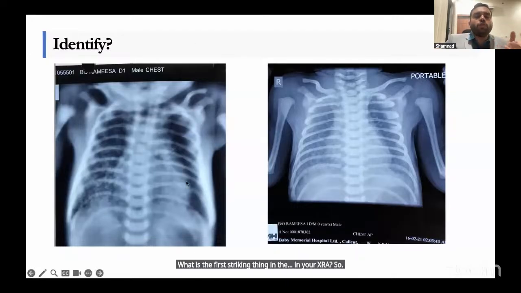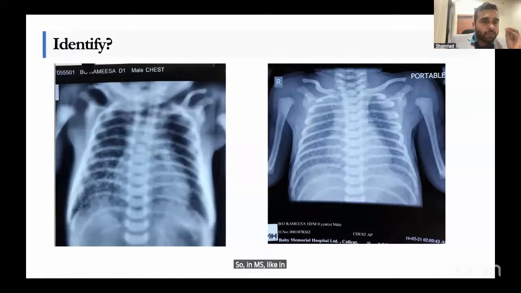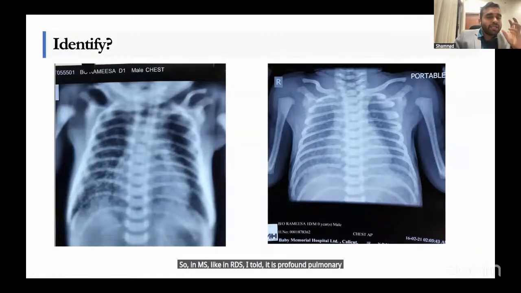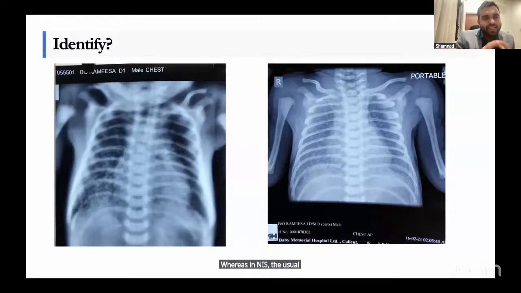Someone said pneumothorax. So you see something like a white on the right and the left a little bit blacker. In RDS, I told you it is profound pulmonary under aeration. The hallmark of MAS is usually an overinflated film. Second point, in RDS we usually say the findings are homogeneous. You usually don't see an asymmetry in RDS. The finding on the right will be more or less similar to the finding on the left, whereas in MAS, the usual finding is heterogeneity.